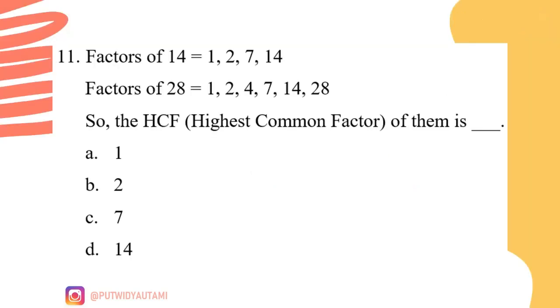Now is 11. Factors of 14 are 1, 2, 7, and 14. Factors of 28 are 1, 2, 4, 7, 14, and 28. So, the HCF or highest common factor of them is... the common factors of them are these. Which one is the highest? That one, 14. So the answer is 14.